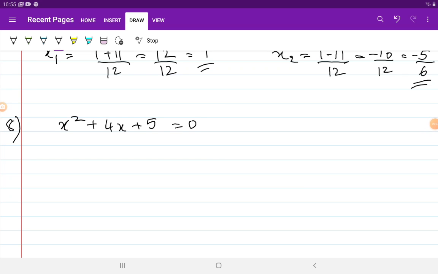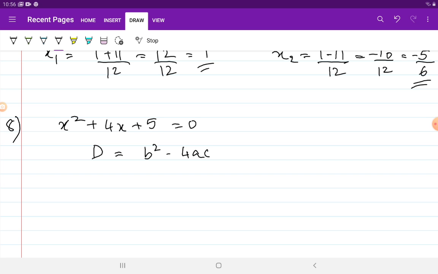Your last question, the equation given to you is x square plus 4x plus 5 equal to 0. The question explicitly asks you to find out if this equation can be solved. That is, does it have any real roots? If it does, use the quadratic formula to solve and find the roots. Now, checking whether an equation has real roots, you only need to check the value of the discriminant. The discriminant means the value of b square minus 4ac.